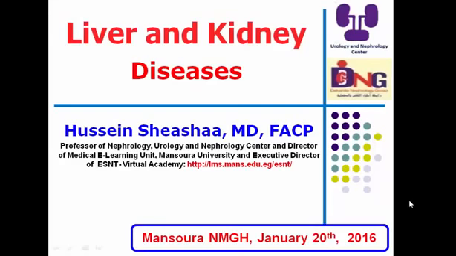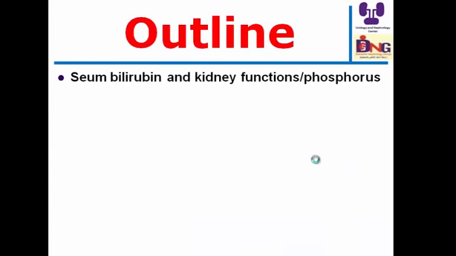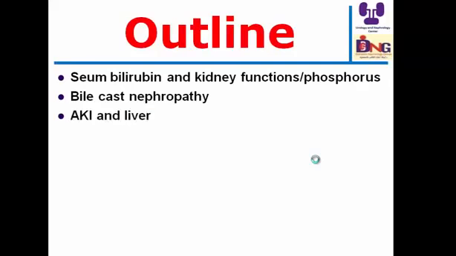This is our topic today, liver and kidney diseases. This is a very important topic, and I'll discuss it under the following sectors: serum bilirubin and kidney dysfunction, and the relationship between bilirubin and phosphorus, bile cast nephropathy as extension of the value of serum bilirubin, acute kidney injury in liver disease, cystic disease, hepatitis E, does it affect kidney?